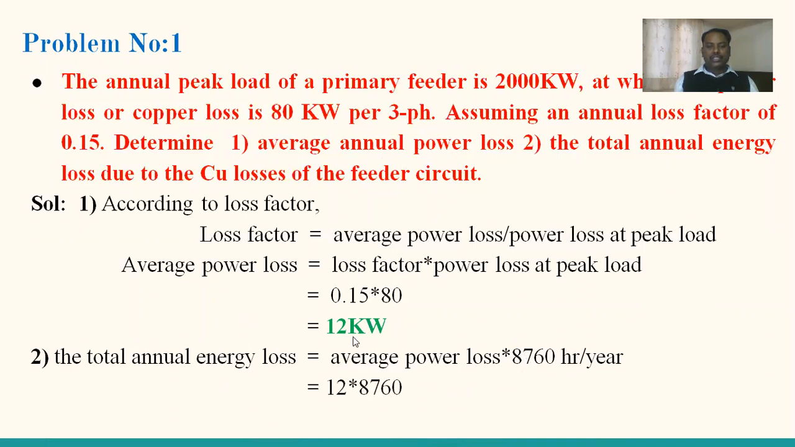The average power loss already calculated is 12 kilowatt. That should be multiplied with 8760, and we will have the energy loss. So this becomes 1,05,120 kilowatt hour. This is the annual energy loss. You observe here, power loss is in terms of kilowatt, energy loss is in terms of kilowatt hour. Energy is indicated as kilowatt hour. So this is problem number 1. Shall we move for the next problem?